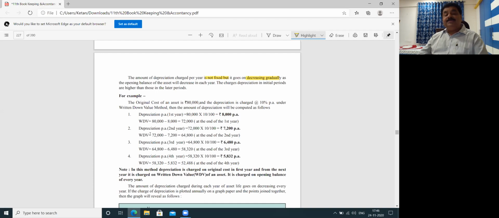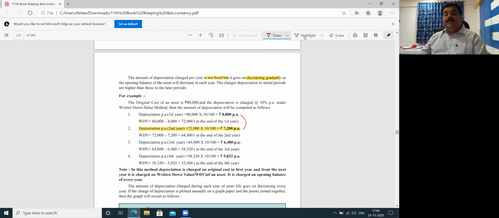Second year में depreciation change होगा. देखो ये अच्छी तरह से. In the second year, we are calculating 10% of the written down value. मतलब आपका depreciation का amount change हो गया, change भी हो गया, reduce भी हो गया. It is not only changing, but it is reducing. पहले 8,000 था, now it is becoming 7,200.